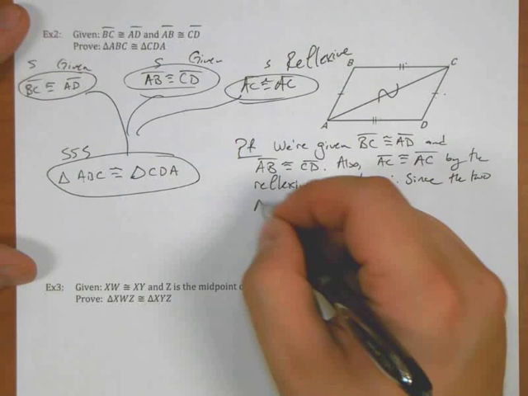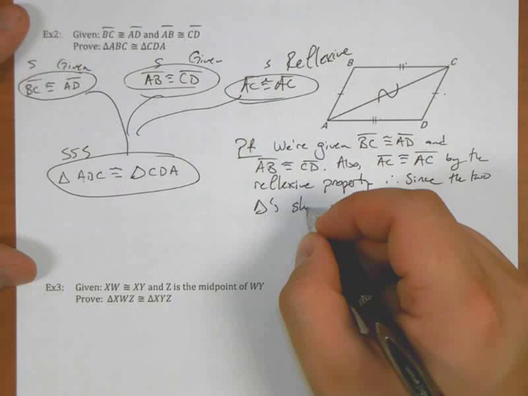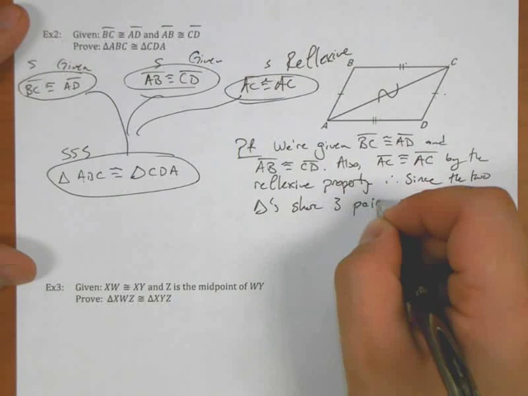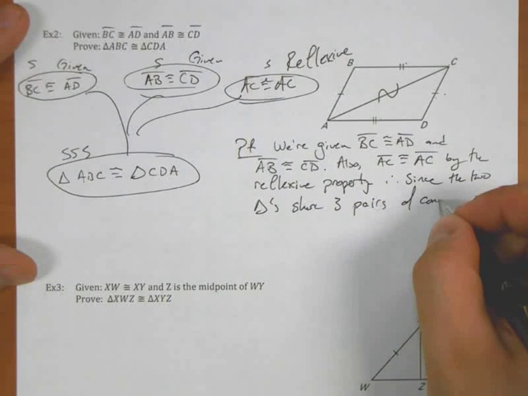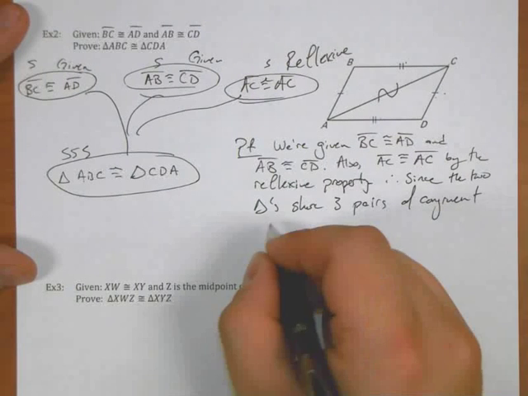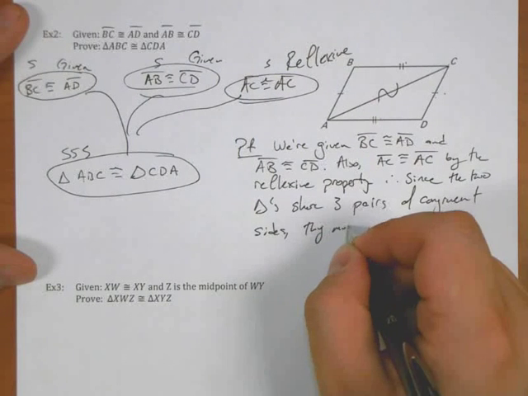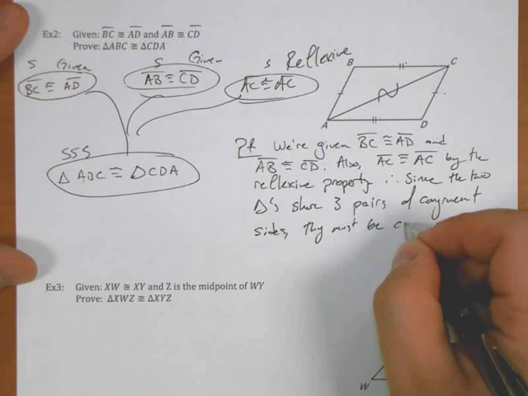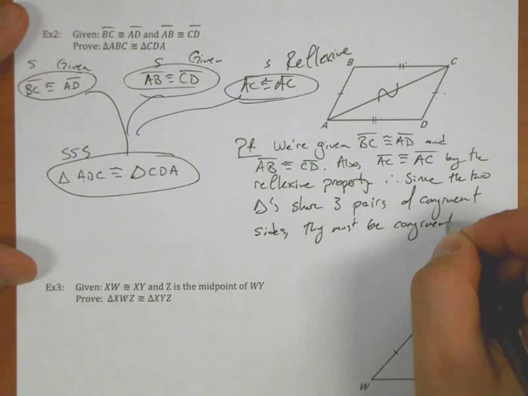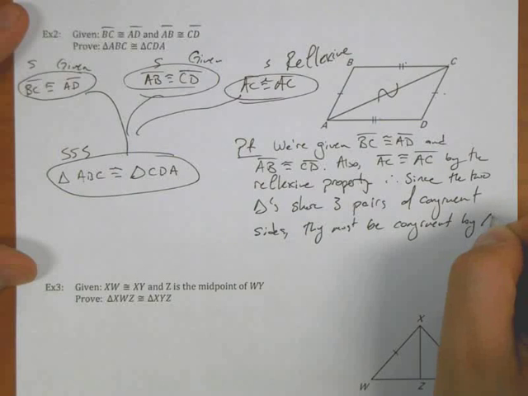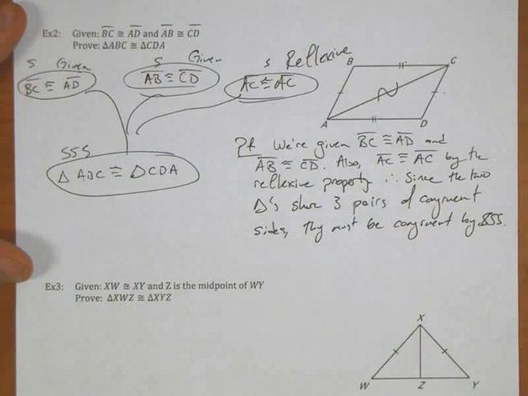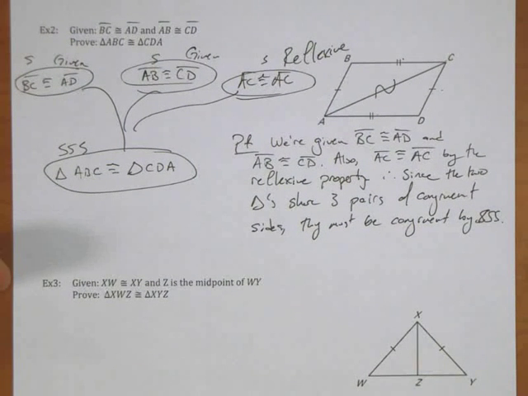Therefore, since the 2 triangles share 3 pairs of congruent sides, they must be congruent by side, side, side.